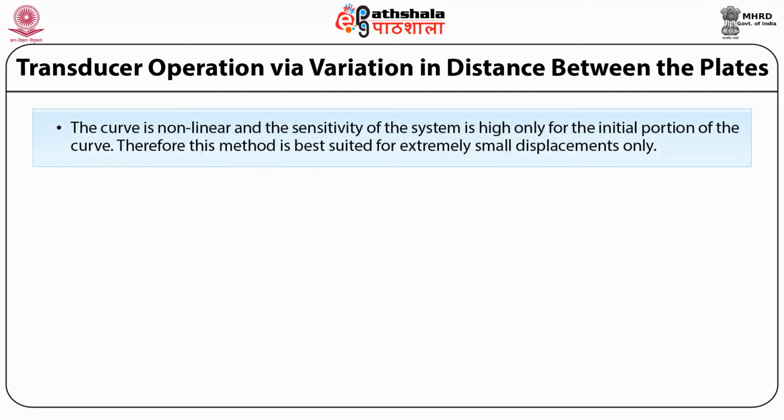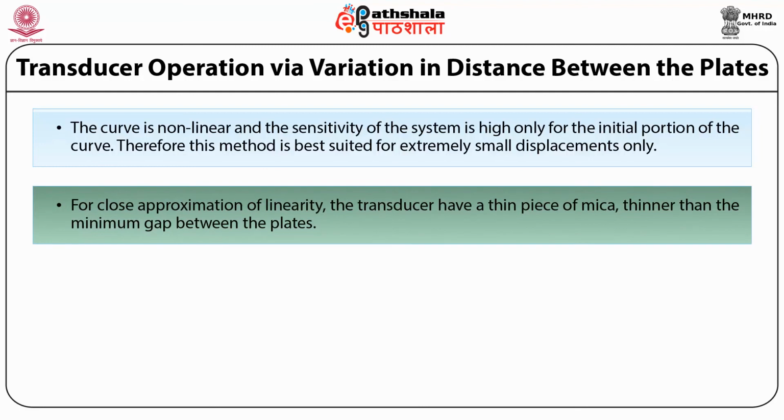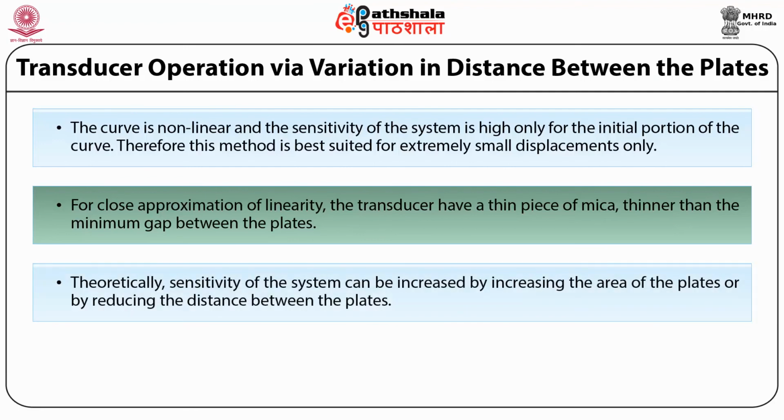The curve is nonlinear and the sensitivity of the system is high only for the initial portion of the curve. Therefore, this method is best suited for extremely small displacements only. For close approximation of linearity, the transducer may have thin mica, thinner than the minimum gap between the plates. Theoretically, the sensitivity of the system can be increased by increasing the area of the plates or by reducing the distance between the plates.